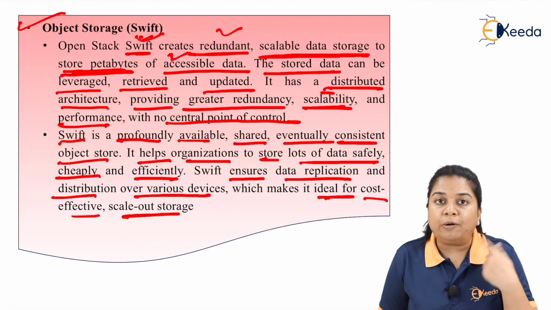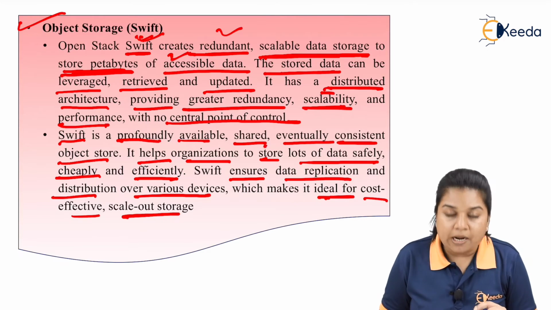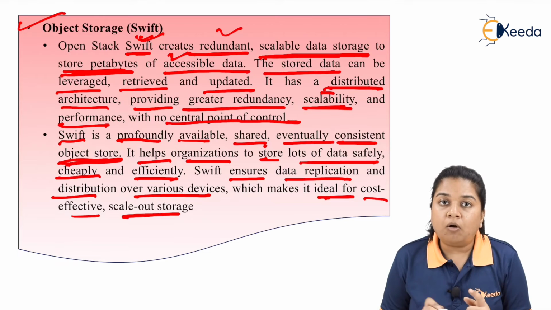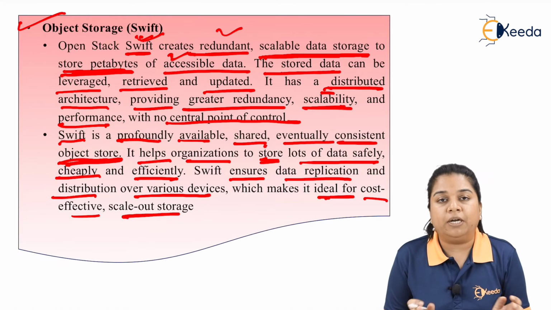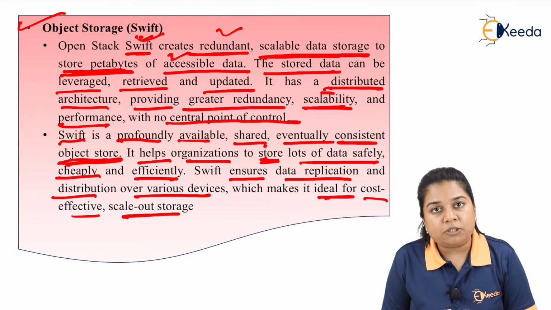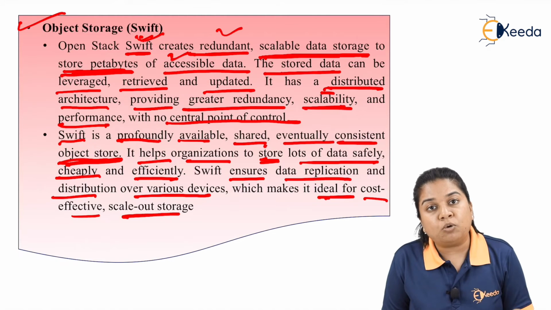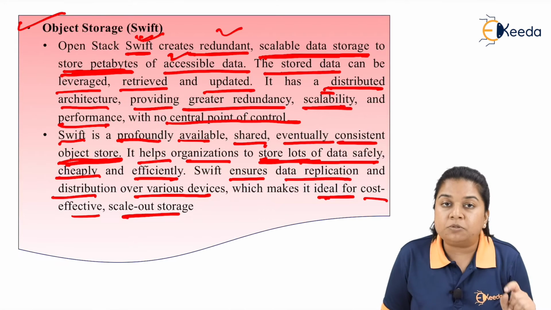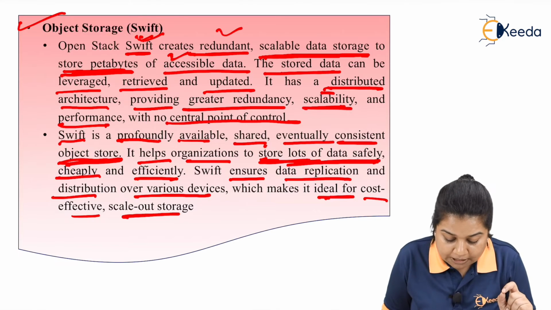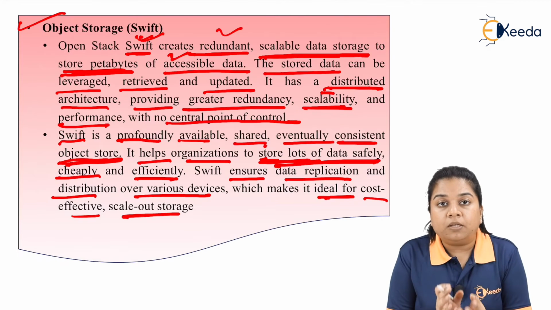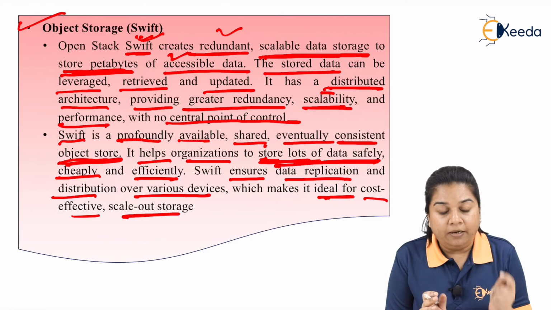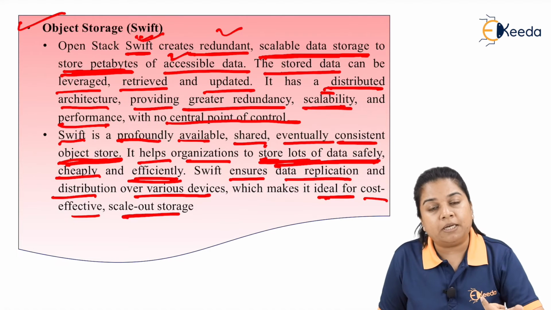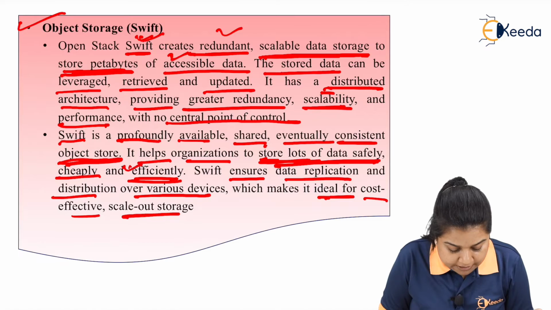Swift is a highly available, distributed, eventually consistent object store. It helps the organization store lots of data. We all know scalable data storage is provided by Swift, and we can store petabytes of accessible data in Swift. So it helps the organization store lots of data safely, and the cost is less, that means cheap, and efficient. Since it is accessible data, you can access the metadata as well, so it is efficient.